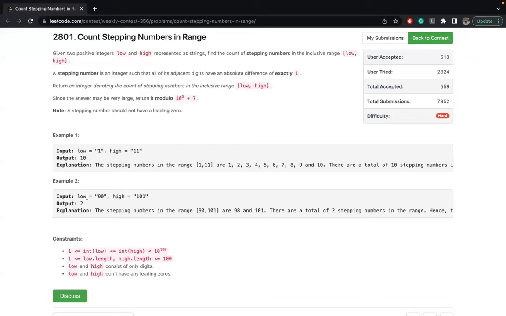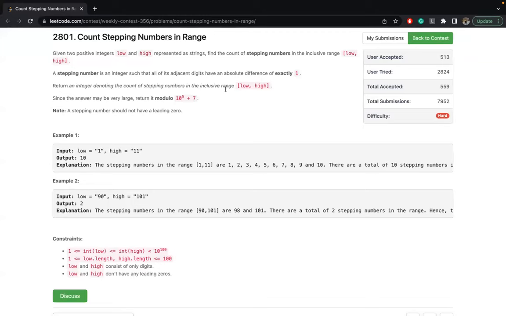Here you are given two numbers, 90 and 101. Between these two you have two stepping numbers, 98 and 101. Between the digits 9 and 8, the absolute difference is 1. 1 and 0, the absolute difference is 1. 0 and 1, the absolute difference is 1. That's why these two are stepping numbers.